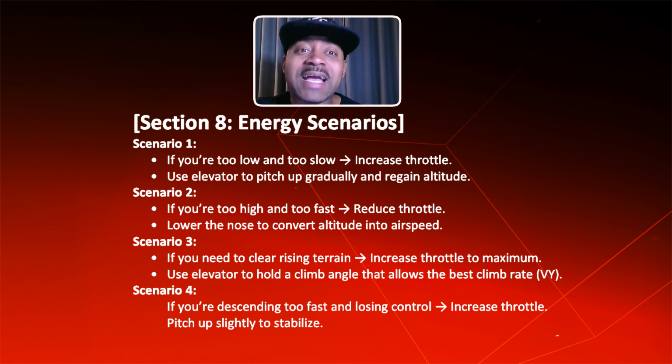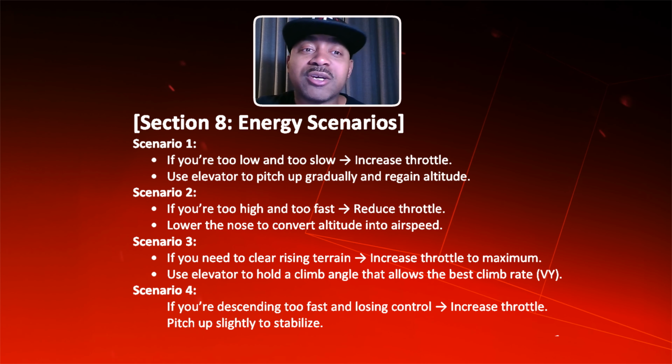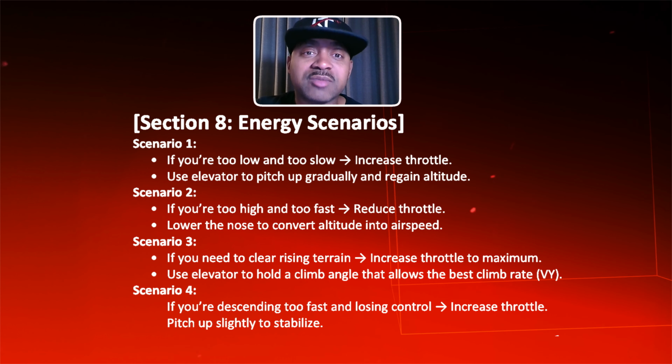Scenario 2, you're too high and too fast. That means you have more energy than you need. So if you have that, how do you get rid of energy? You're going to reduce your throttle. Then you're going to lower the nose and convert altitude into airspeed slowly.